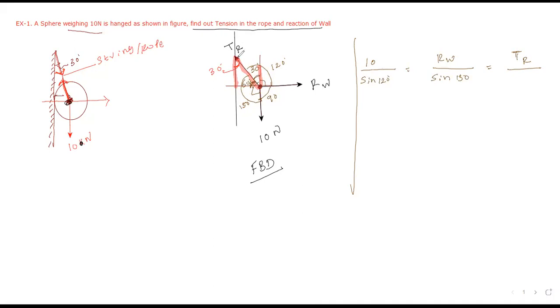Another force is TR. એના સિવાયના બે ફોર્સ 10 and RW. Can I say that TR divided by sin 90? Please confirm, is it clear or not? Students, fast. Yes, sir. Now, we have this value 10/sin 120 equal to RW by sin 150, compare કરો. Are you able to calculate RW? Yes or no? Please confirm me. અને બીજી વાર 10/sin 120 ને TR by sin 90 જોડે compare કરો. Are you able to calculate TR? Yes or no? Please confirm me.